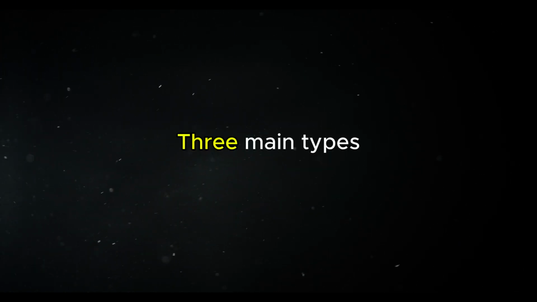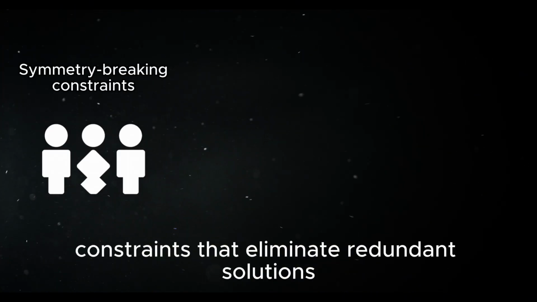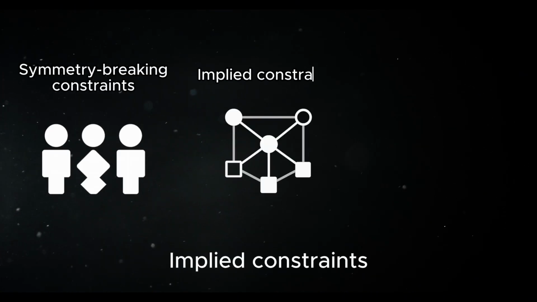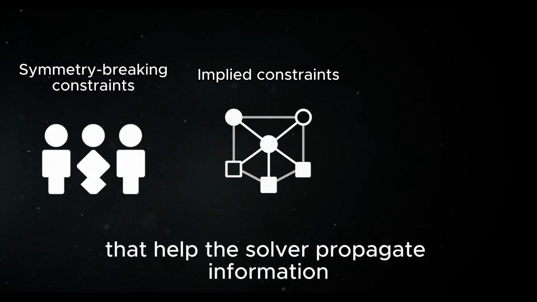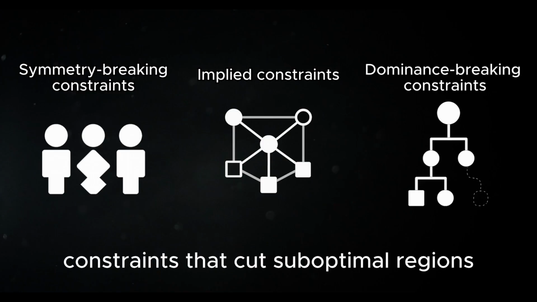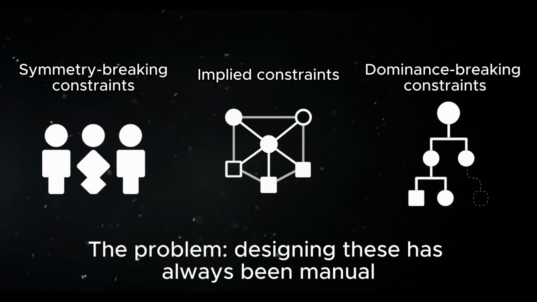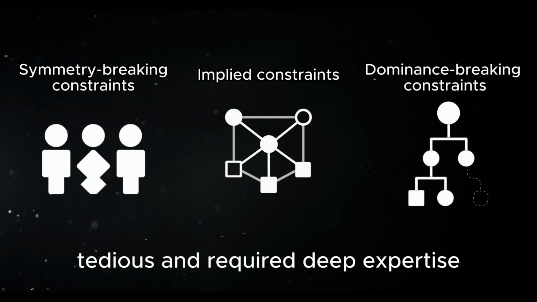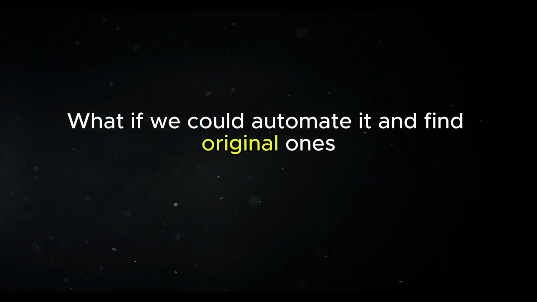3 main types: symmetry-breaking constraints that eliminate redundant solutions, implied constraints that help the solver propagate information, and dominance-breaking constraints that cut suboptimal regions. The problem? Designing these has always been manual, tedious, and required deep expertise. What if we could automate it and find original ones?